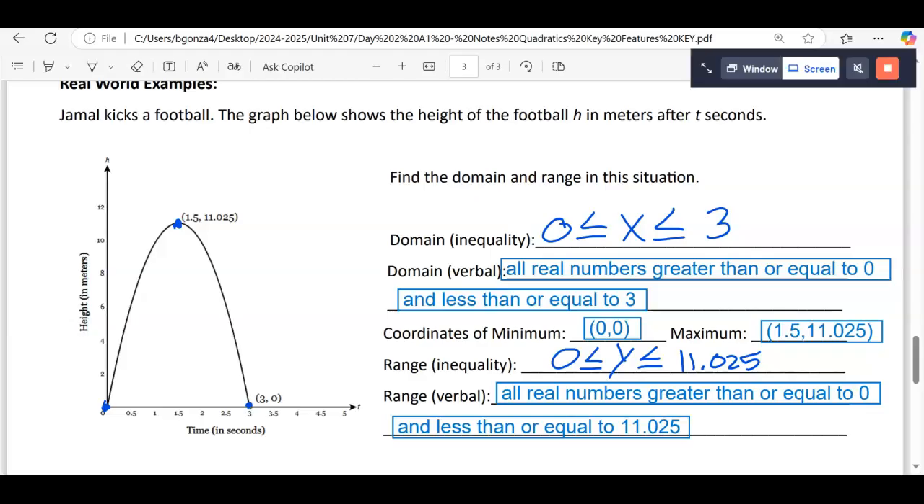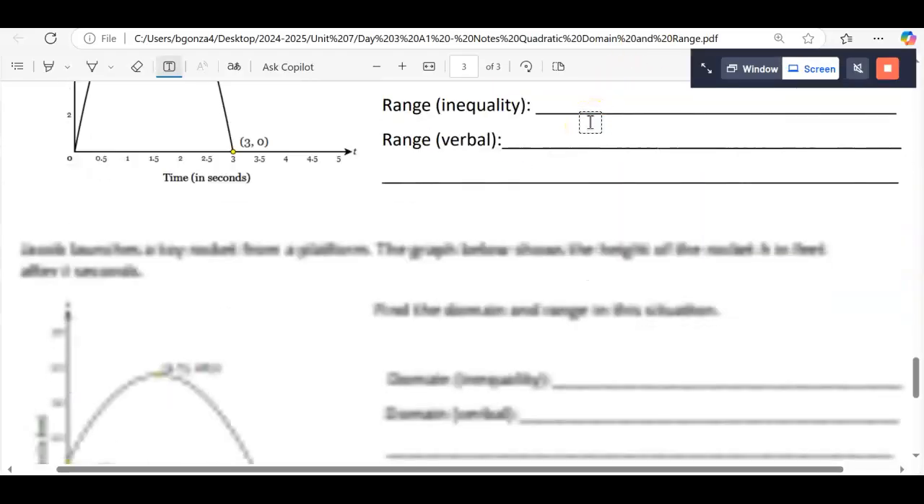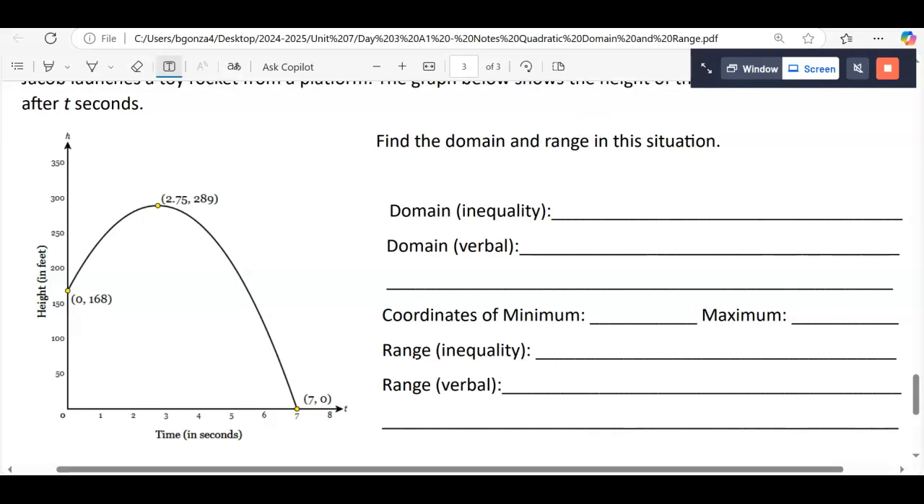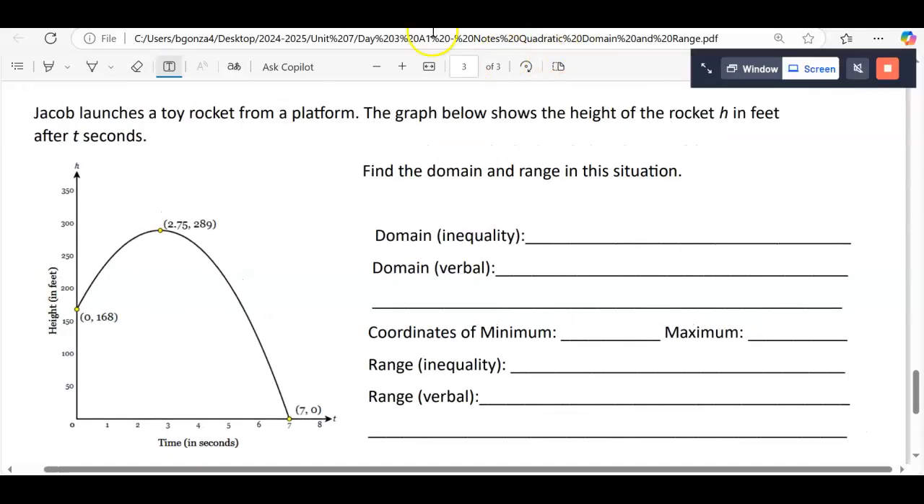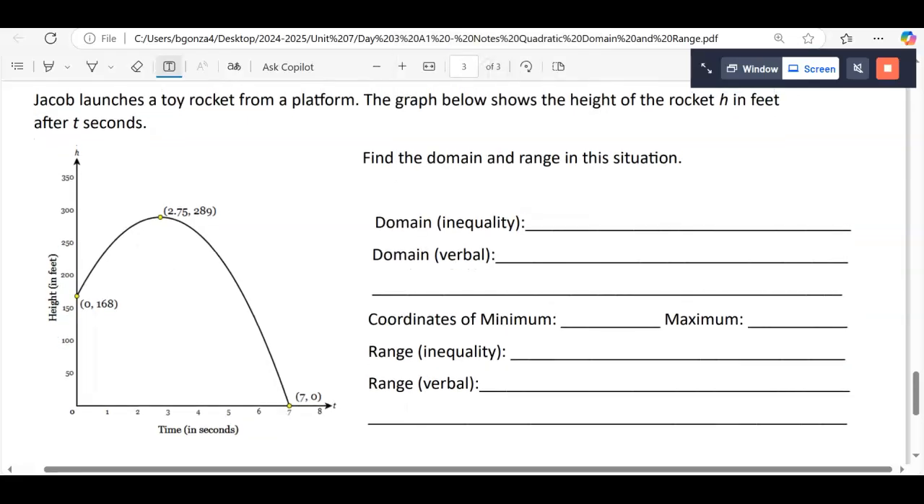Here we go. We gotta get through this. So we are going to do this one right here together. It says Jacob launches a toy rocket from a platform. The graph below shows the height of the rocket, h in feet, after t seconds.